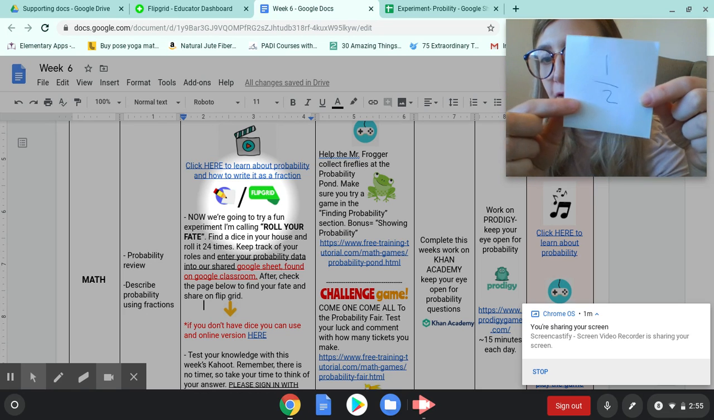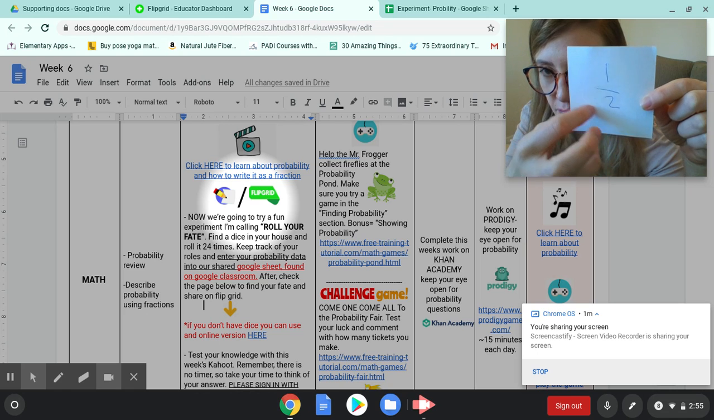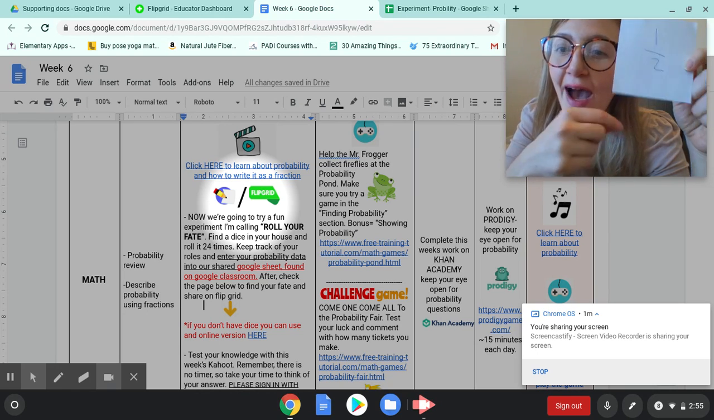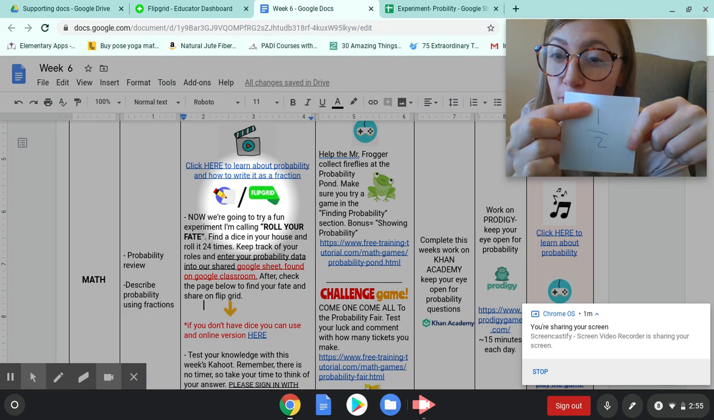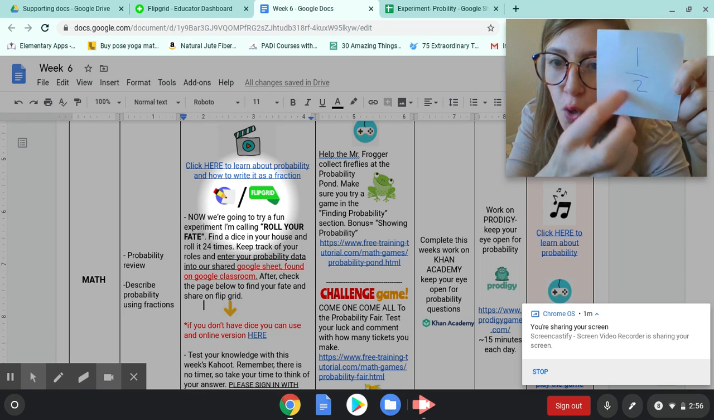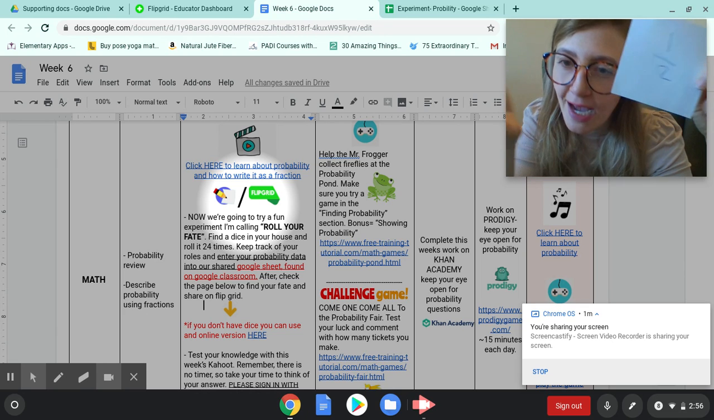So a fraction. We've learned about fractions. What's the bottom of the fraction tell you? What's the denominator tell you? It tells you how many are in the whole. The numerator tells you how many you have. So it's the same with probability. How many total outcomes are there in the whole? And the top is how many are you talking about?